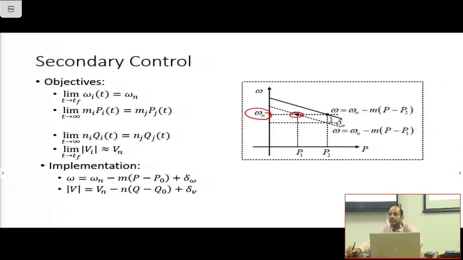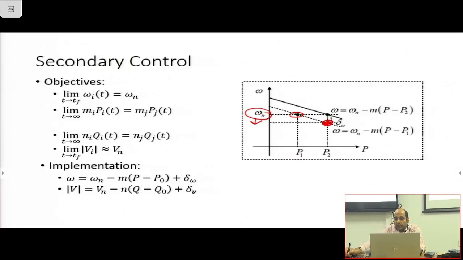Then let's say there is a sudden change in the power demand and it goes to point P2. If it goes to point P2, then this would be your operating point. Correct? Now at this operating point you see the frequency is less. The frequency is reduced because we have intentionally reduced it.